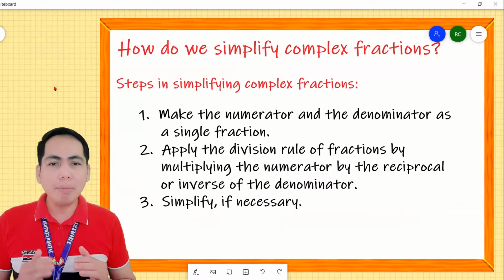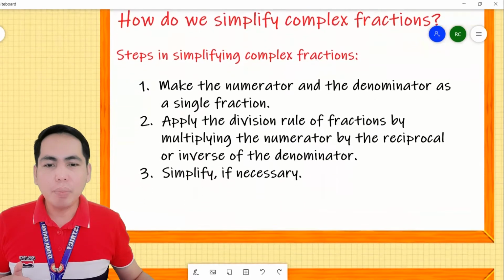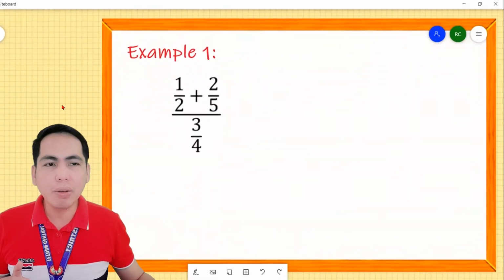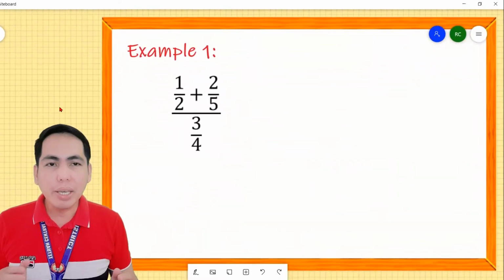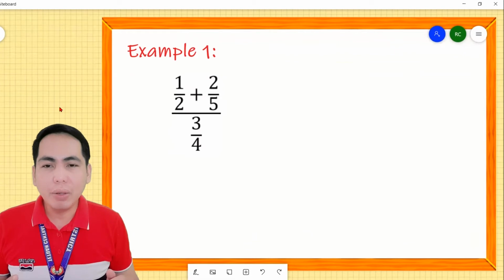So let us have example number 1. So let us use our example given earlier. How do we simplify this complex fraction? When we say simplifying fractions, we make the complex fraction simple. Let us follow the 3 suggested steps in simplifying complex fractions.